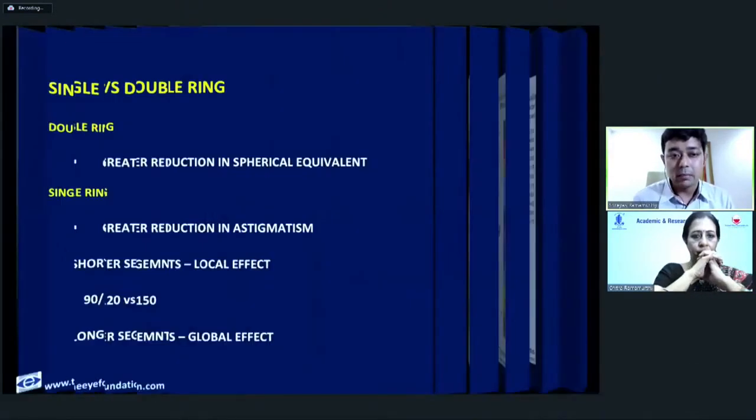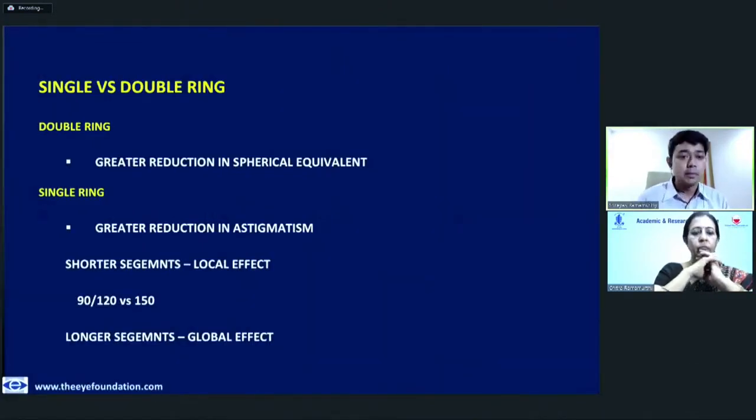So this is basically about symmetric and asymmetric segments. Now, we also have an option of using a single ring. When we are using 2 rings, we are trying to flatten the cone to the extent possible, giving an overall reduction in the spherical equivalent, flattening the cone and improving visual acuity. Whereas with a single ring, there is a greater reduction in the astigmatism or the ISC symmetry.